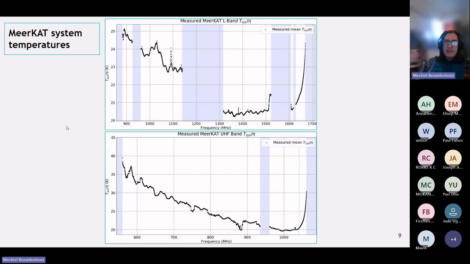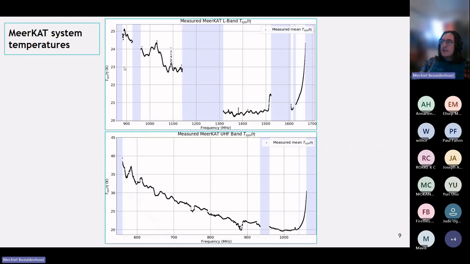So if we want to maximize the sensitivity of our telescope, we have to reduce the contributions from the systematic effects and the noise down to the lowest possible value. So that's called the system temperature, and we want to minimize that system temperature down to as low as possible. And we can measure those system temperatures very precisely.